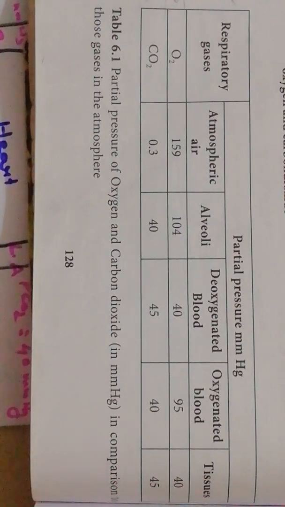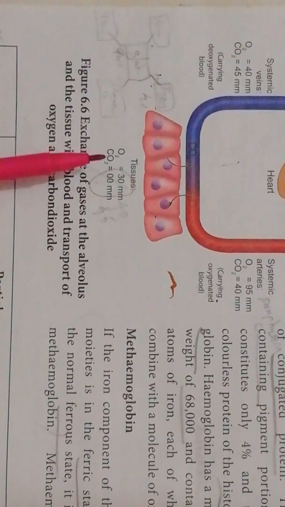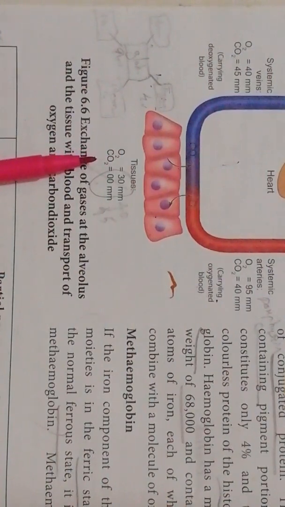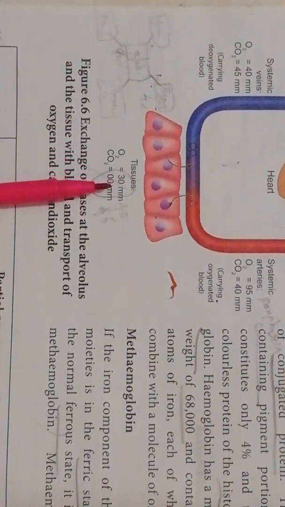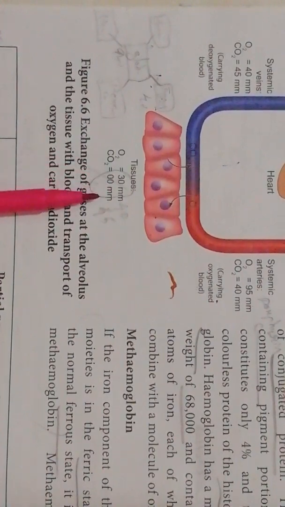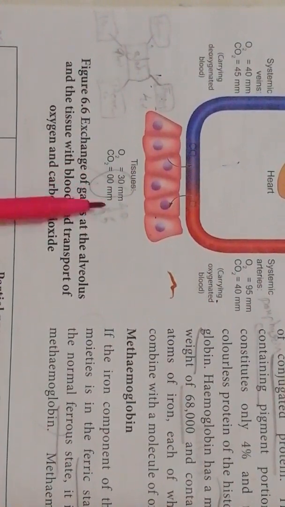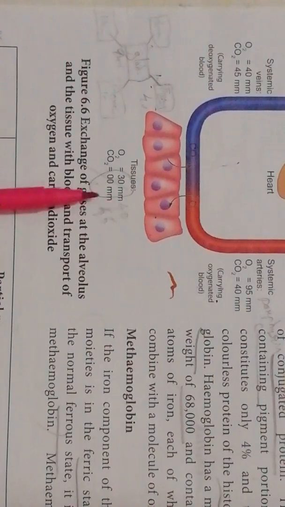Okay, and in the figure, in the previous edition, for the tissues it is given as O2 30 and CO2 0 mmHg, but it is wrong. You do the correction there. Do you get me? Look here, oxygen and carbon dioxide are given in the tissues as 30 mmHg and 0 mmHg, but it is wrong. You do the correction, it is 40 and 45 mmHg. In the new edition it is given correctly.